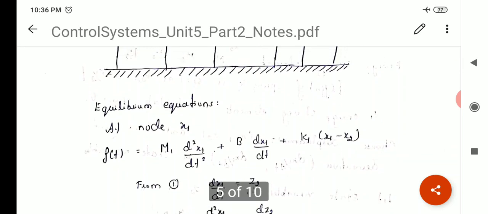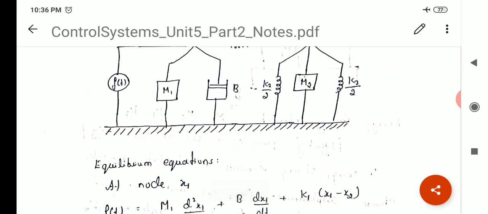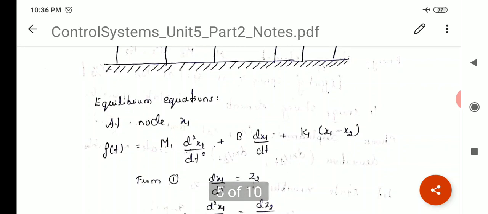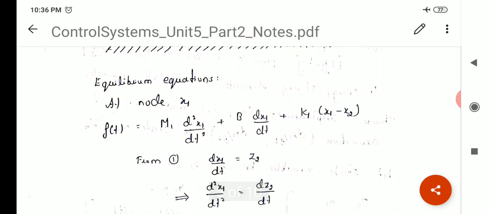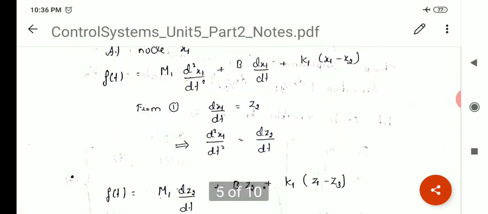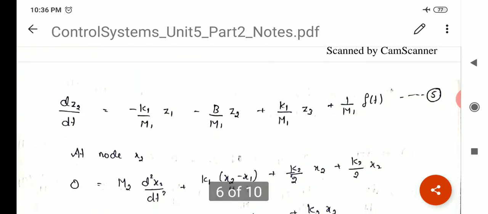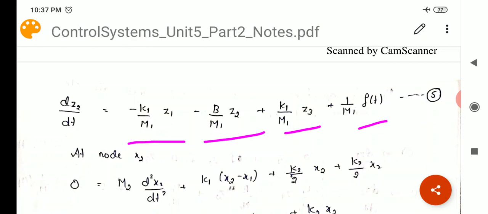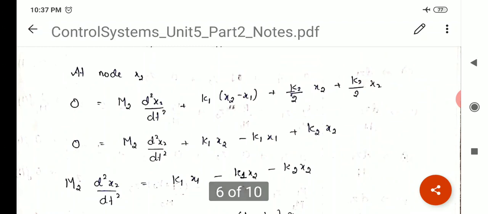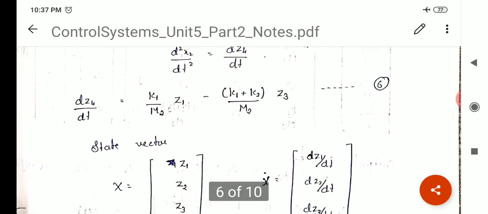Now, the next step is easier: write the equilibrium equation for node x1. This is the equilibrium equation. You write them in terms of z's and f of t. Now do the substitutions and get the expression for dz2 by dt. As I said, you write the expressions with all the state variables in order. So here z1 first, then z2, then z3, then u, that is f of t. Next, for x2, this is the equation. Now again rearrange them to get dz4 by dt.